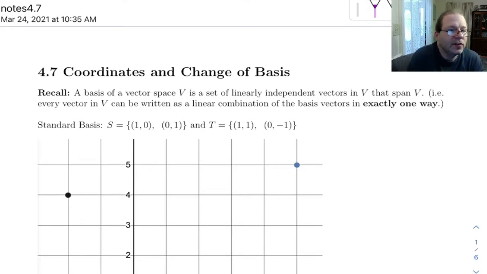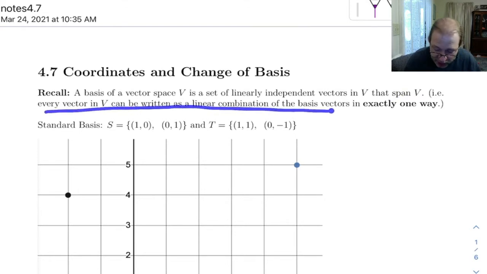All right, let's look at 4.7, which is on coordinates and change of basis. So first up, recall what a basis is. A basis of a vector space is a set of linearly independent vectors in that space that span it. So the thing that's special about a basis is every vector in V can be written as a linear combination of the basis vectors. That's because they span V. And they can be done that in exactly one way because they're linearly independent.